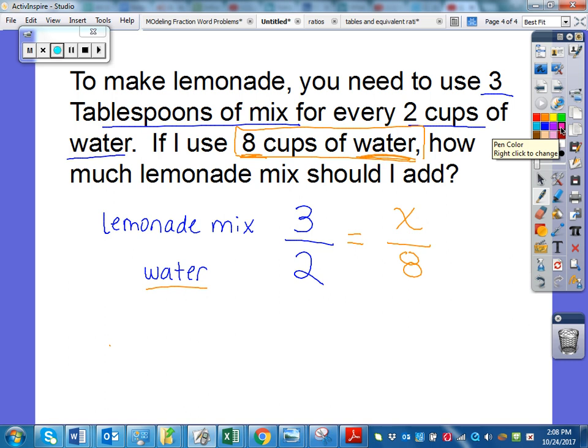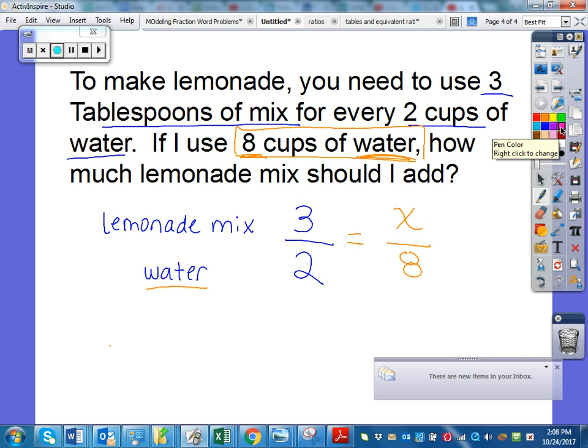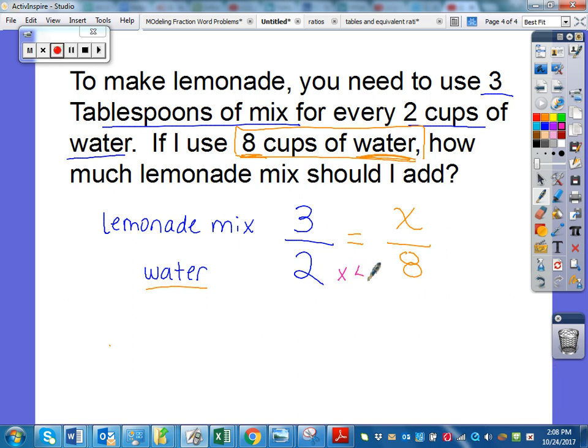Now, as we learned earlier, I'm just making an equivalent ratio using fractions. So I'm going to look at the 2 denominators that I have right here. 2 times 4 is 8. Whatever I do to the denominator, I have to do to the numerator. So I'm going to multiply 3 times 4. 3 times 4 equals 12. So my answer is going to be 12 tablespoons of lemonade mix.